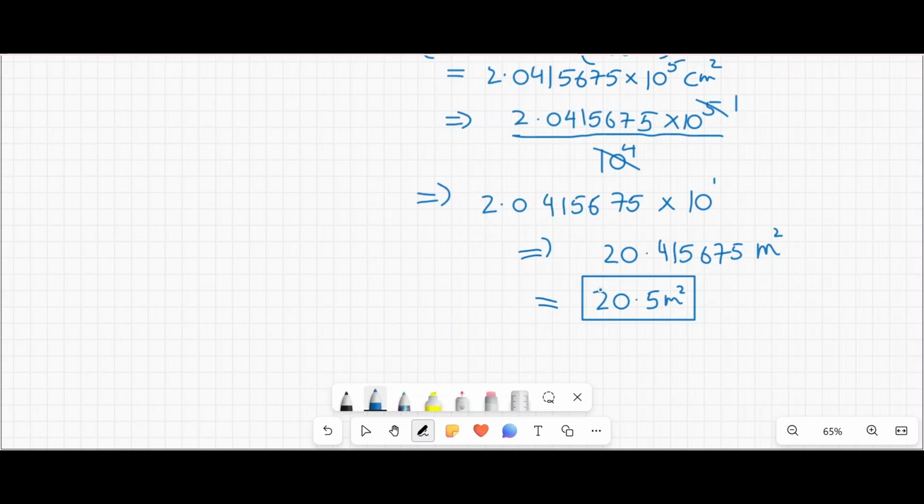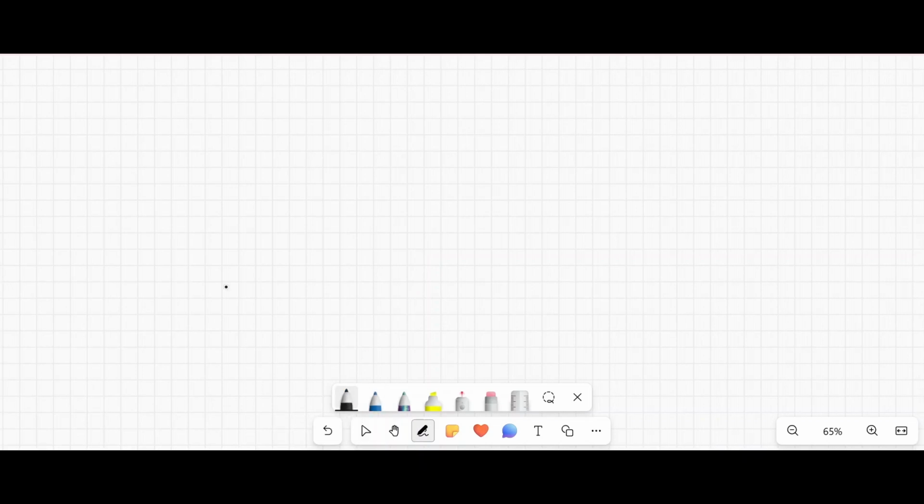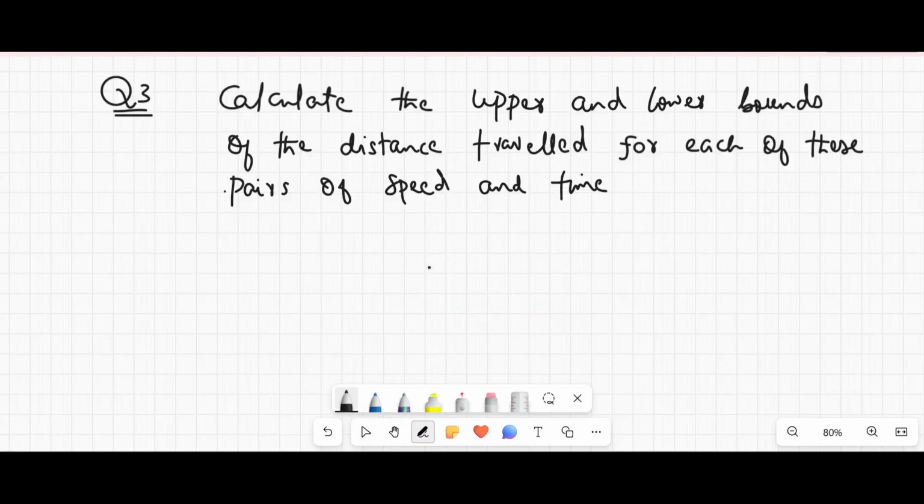Now we will do question number 3 for more concept. So this is question number 3. Calculate the upper and lower bounds of the distance traveled for each of these pairs of speed and time. Give your answer to three significant figures.